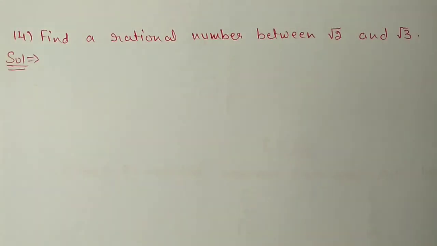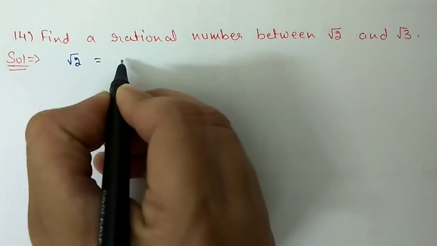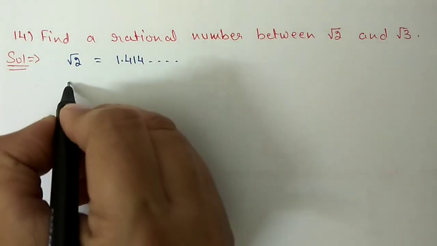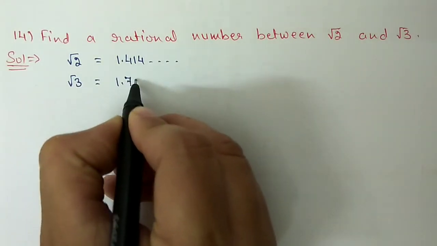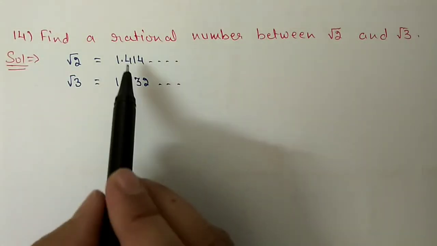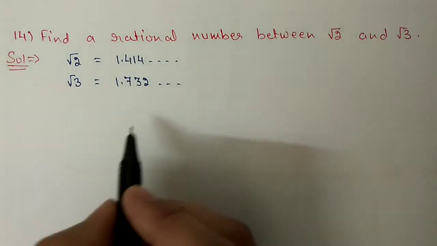Next, question number 14. Find a rational number between root 2 and root 3. So first of all root 2 and root 3 we will change into decimal. For that you can use square root which you have learned in 8th standard. So root 2 if you change into decimal you will get 1.414 and it will go up to infinity. Similarly root 3 you will get 1.732 up to infinity. Then we have infinite rational numbers between these two numbers, any one we can write.